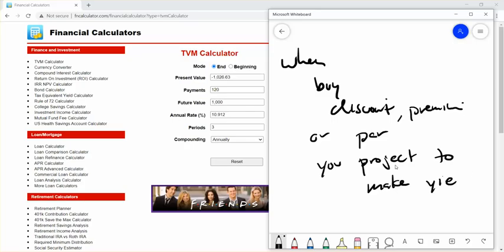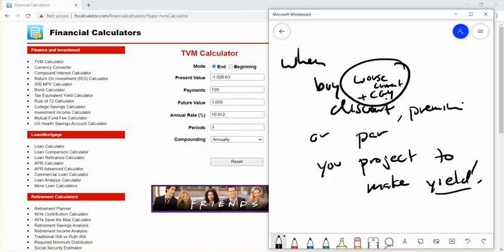You project to make the same thing, the yield. There is no right or wrong or better or worse. When you buy a discount bond, you have a worse current yield, but a positive capital gain yield. With a premium bond, you have a better current yield because your coupons are higher, but you have a negative expected capital gain yield. And with a par bond, you have no expected capital gain yield, and the coupons match the yield.